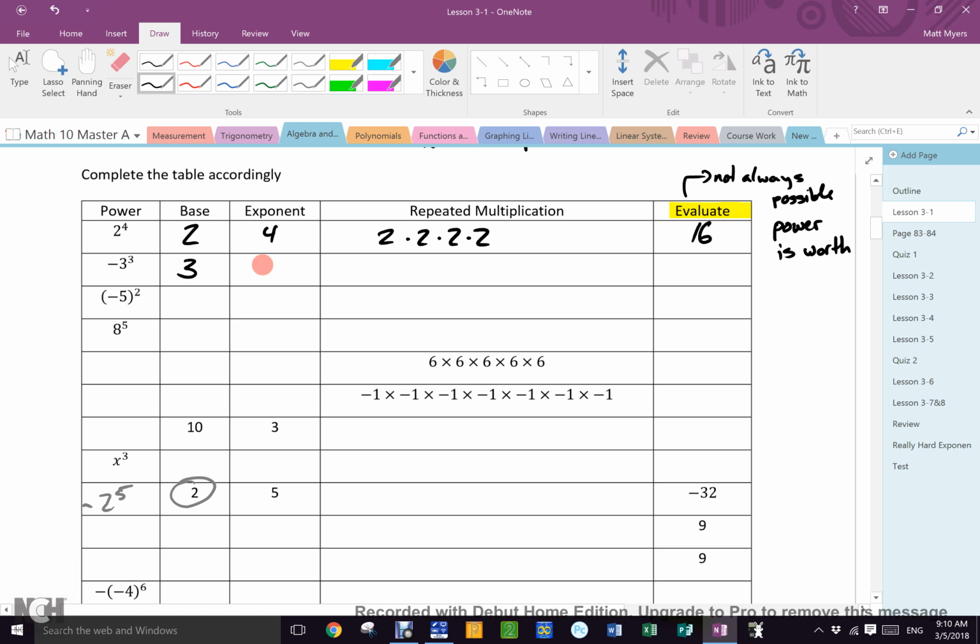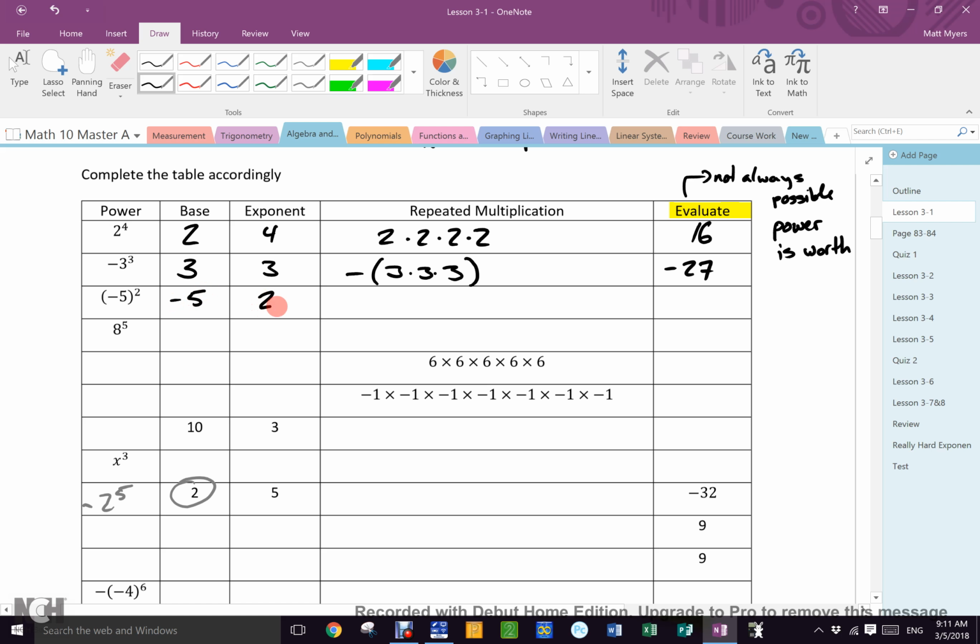Just 3. What's the exponent? Which means it's 3 times 3 times 3, but what is out in front of it all? Negative. What's 3 times 3 times 3? 3 times 3 times 3 is 27, and then there's a negative in front, so it's negative 27. Yeah? Yeah.